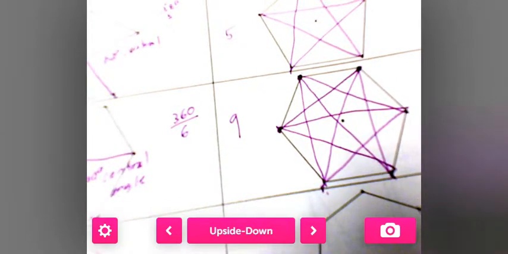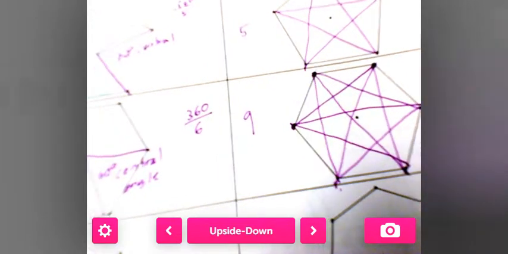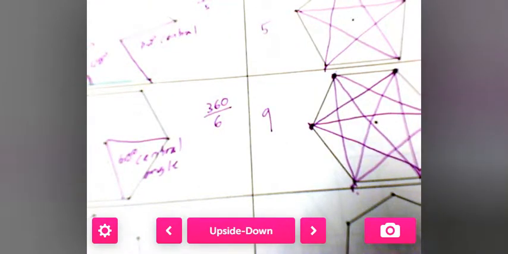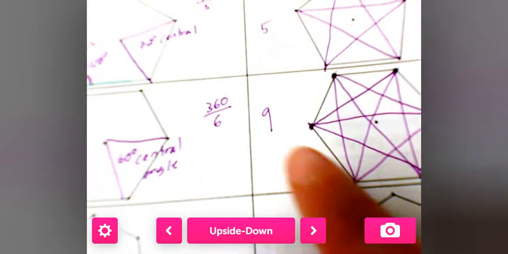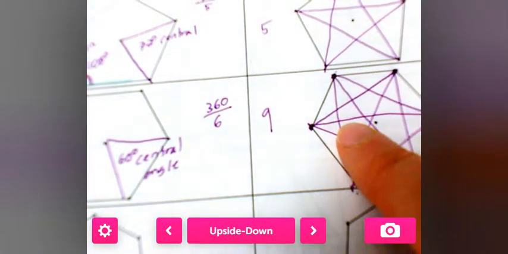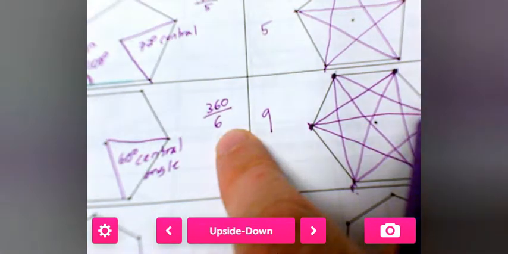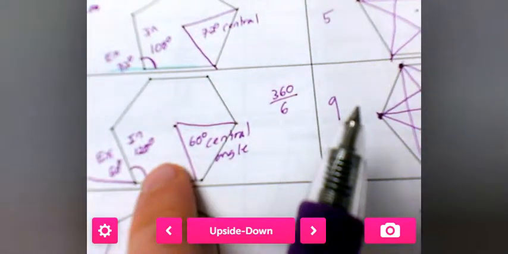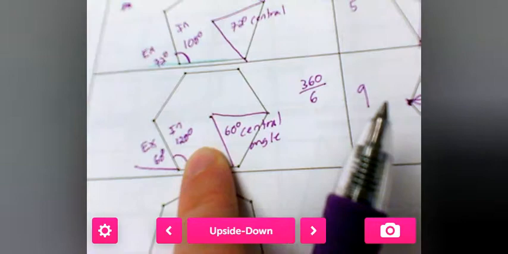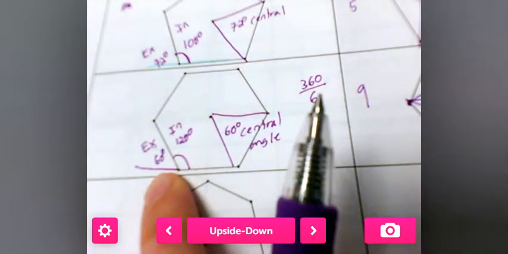Okay. Let's look at the next one. How many sides does this one have? Yep. So 60 is my central angle. This is 9 diagonals. This is 360 divided by 6. The interior angle is 120. Sorry, I don't know why this is not focusing right. 120. And the exterior is 60.